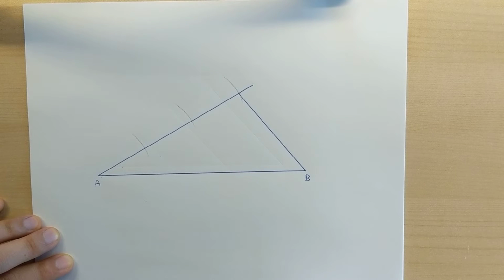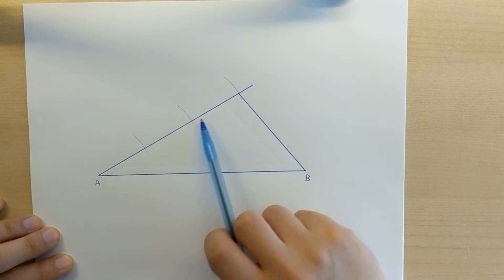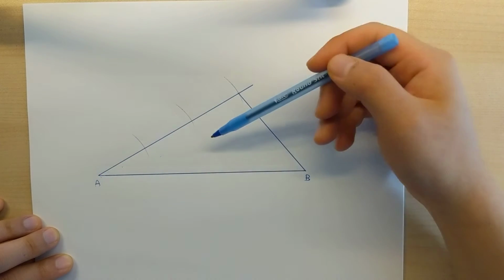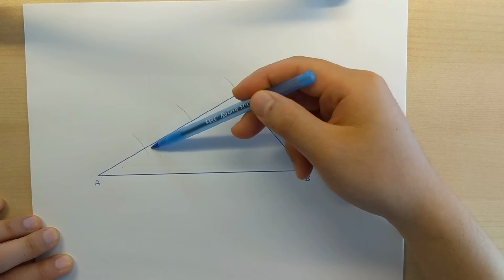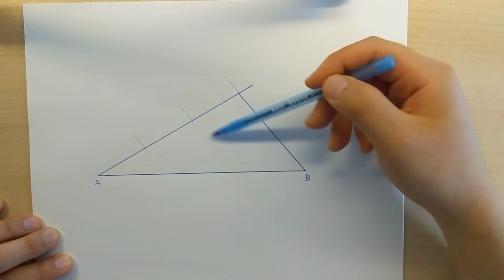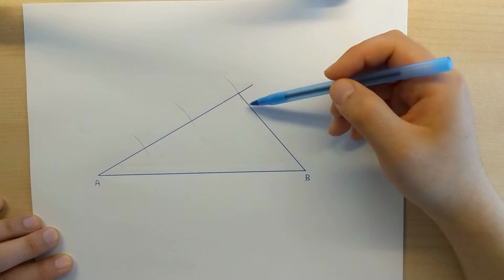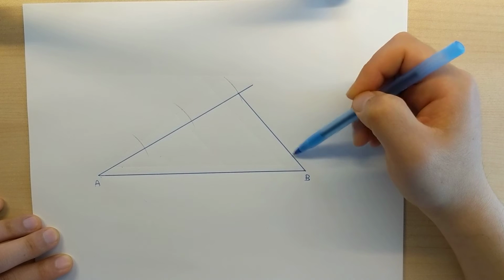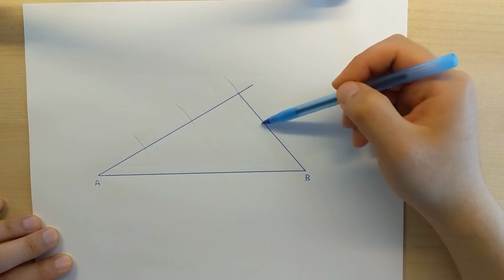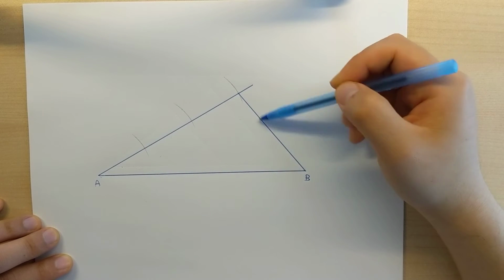One more time. If this line segment is broken up into thirds, and if I draw parallel lines from these intersections hitting line AB, projecting it onto line AB will be broken up into thirds as well. So what we're going to do is construct lines that are parallel to this line. How are we going to do that?